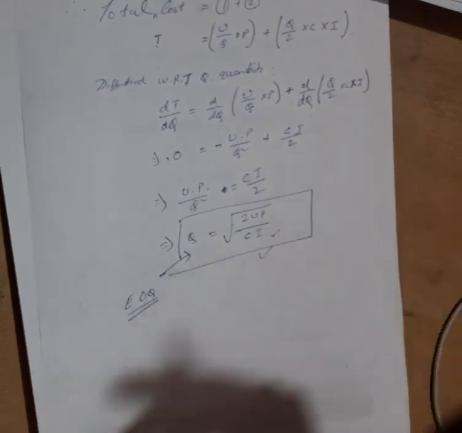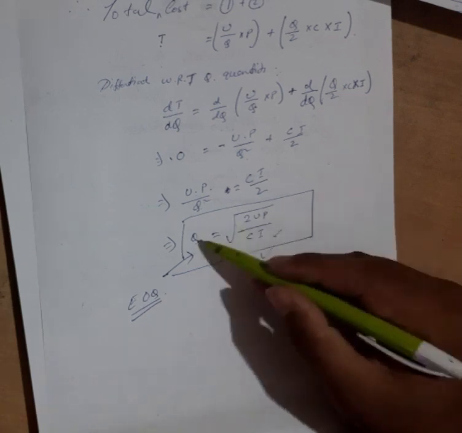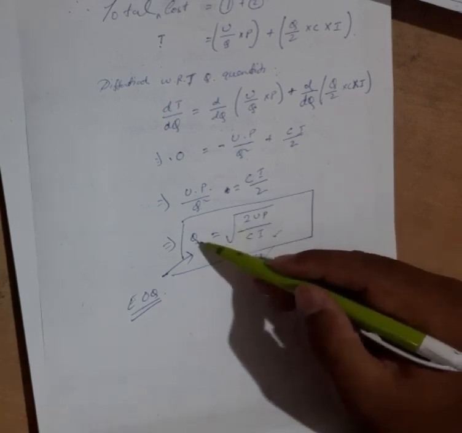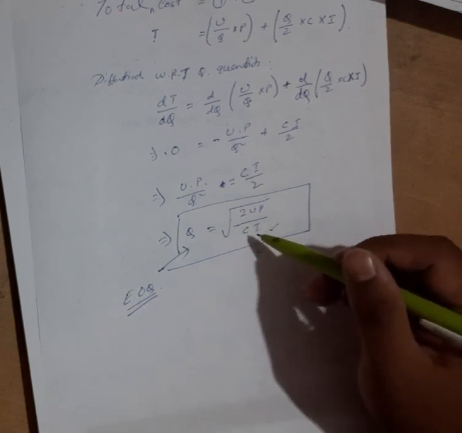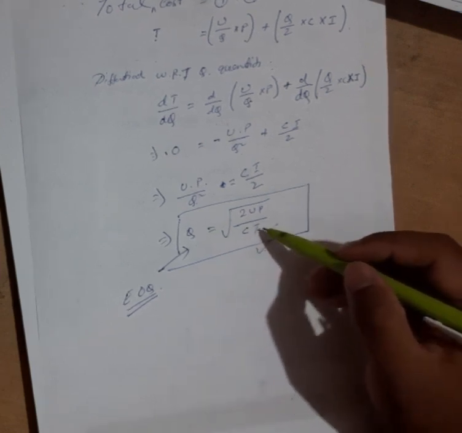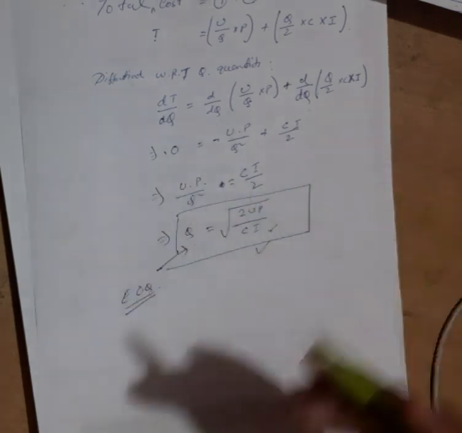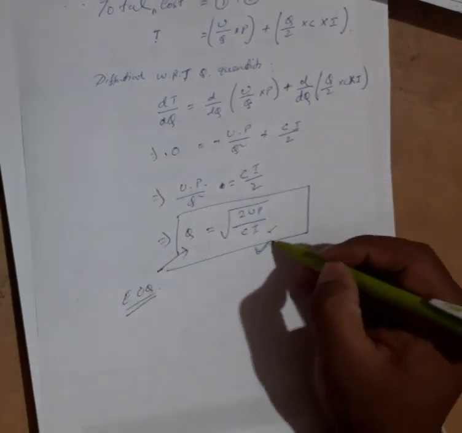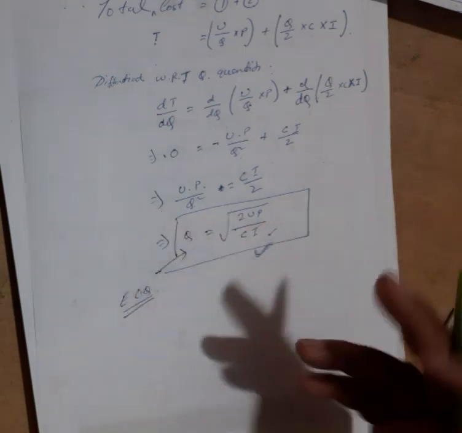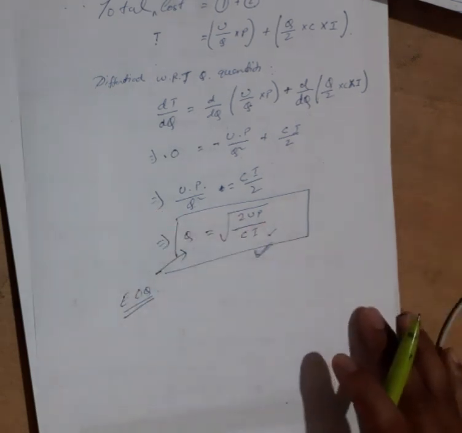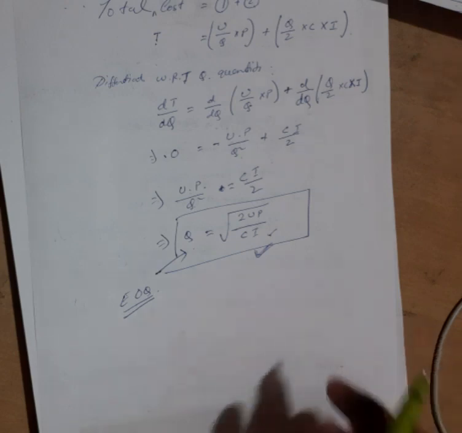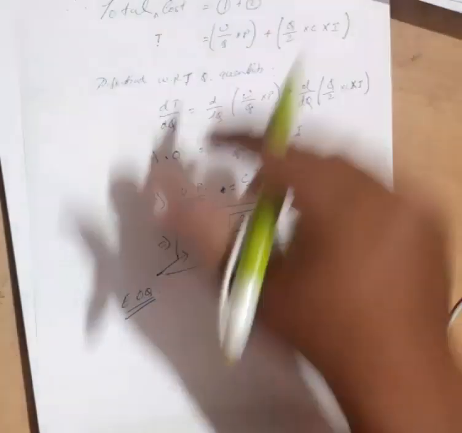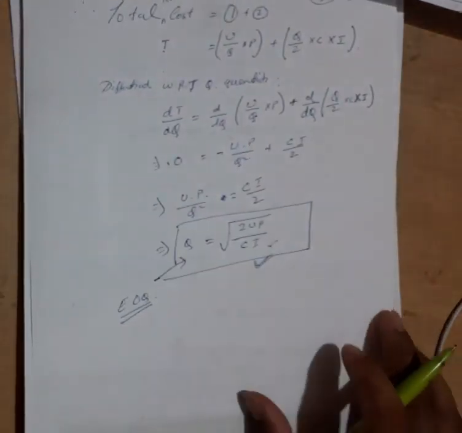So you will get problems where you would be given the quantity, and you have to find what should be the rate at which you want to buy. You will get various different combinations of problems. I will give the problems, so you try them. If you have any problem, then you can give your doubts. I can clear them in another video. I hope EOQ is clear. Okay, thank you.